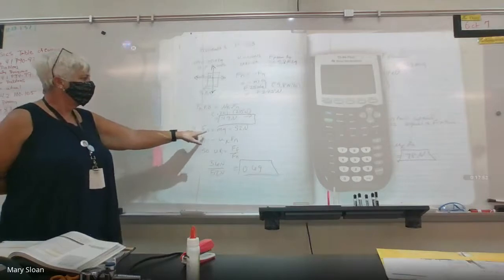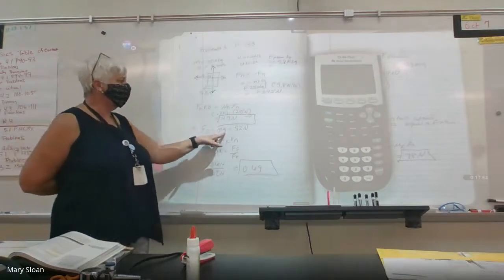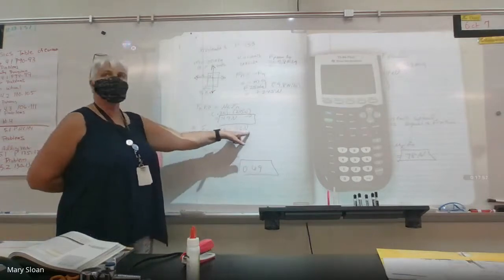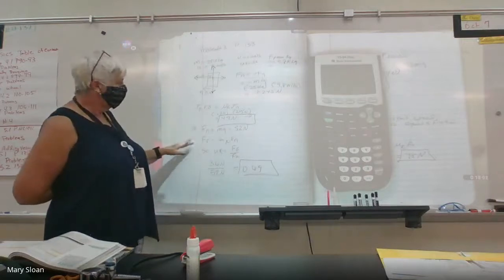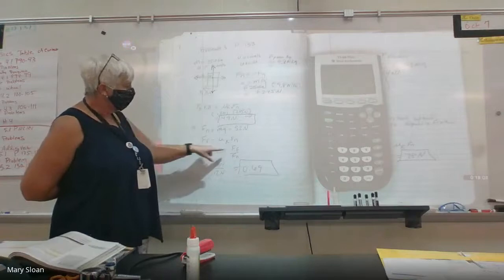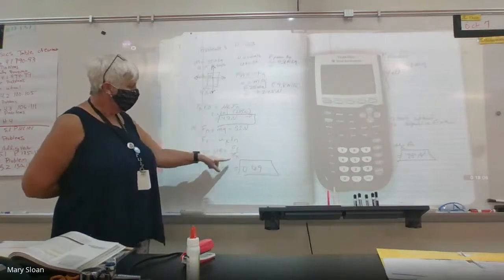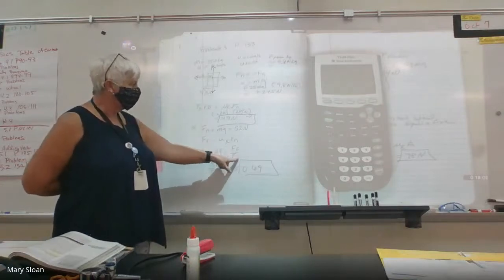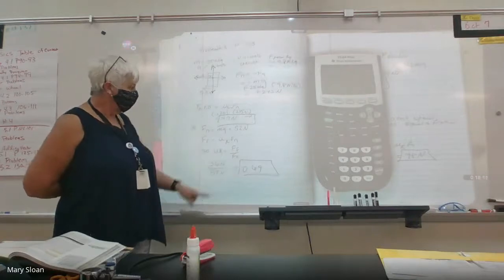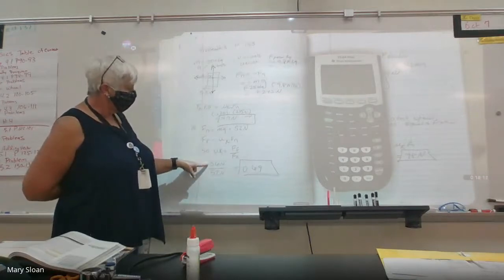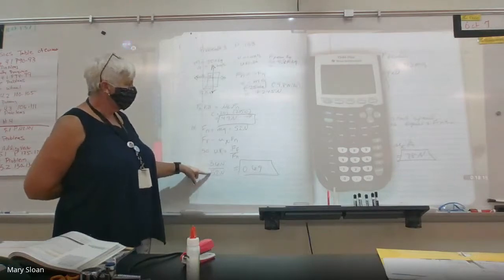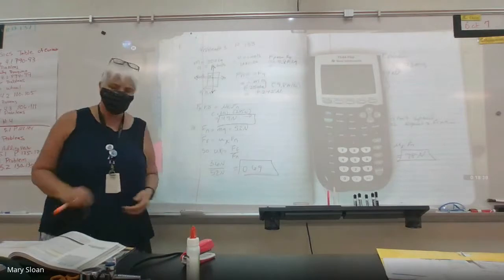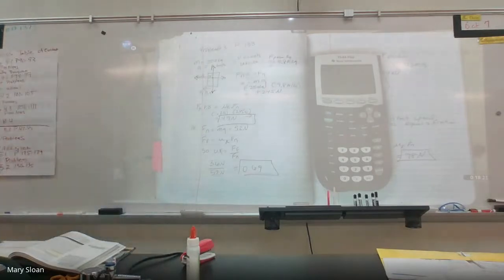Force normal equals mass times gravity, which equals 52 newtons, because that's what it told me in the question. So I'm going to take my force friction and divide that by my force normal. My force friction was 36 newtons and my force normal was 52 newtons. So the only thing I'm doing is taking 36 divided by 52. Let's do it in our calculator.